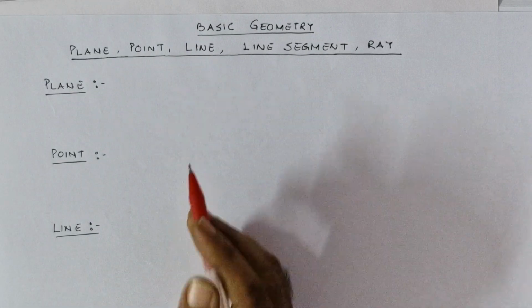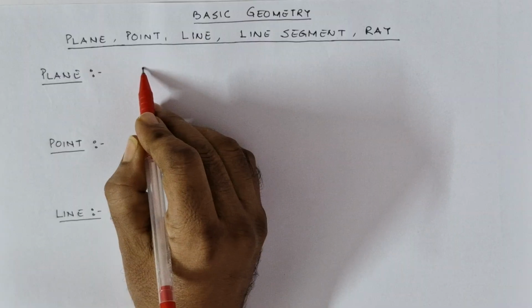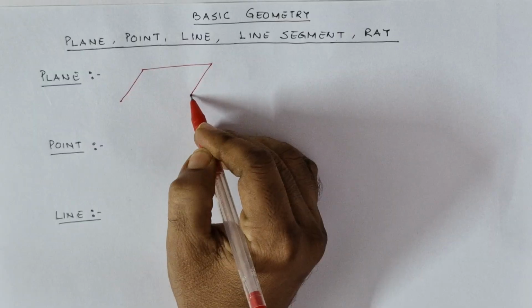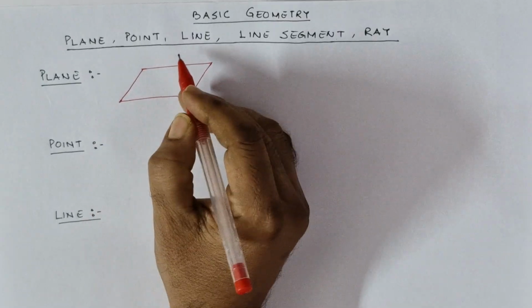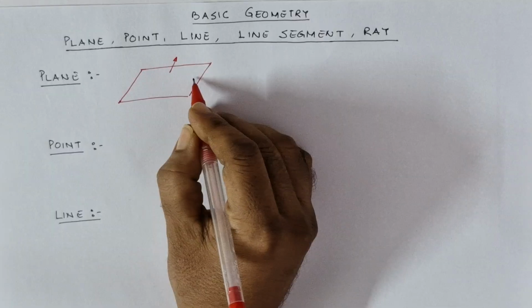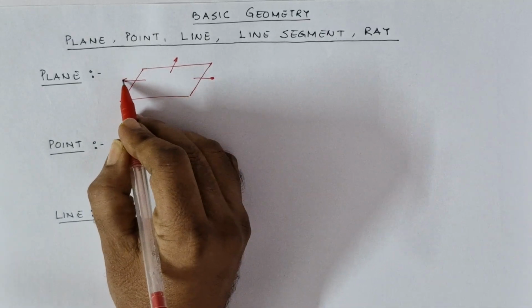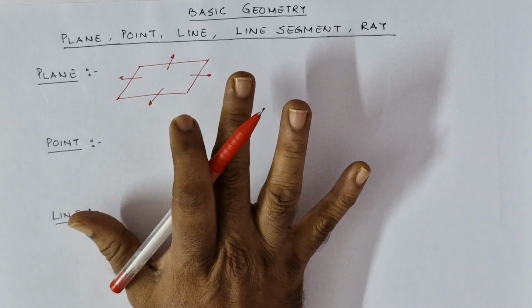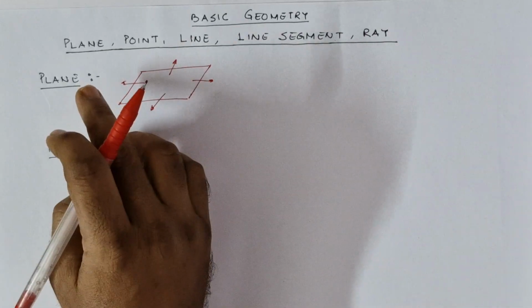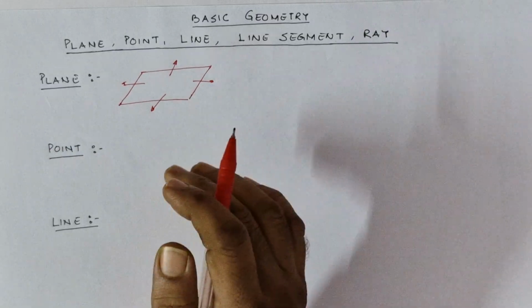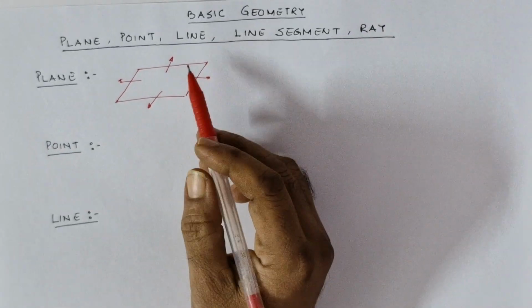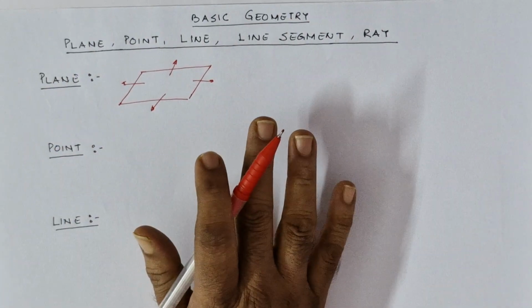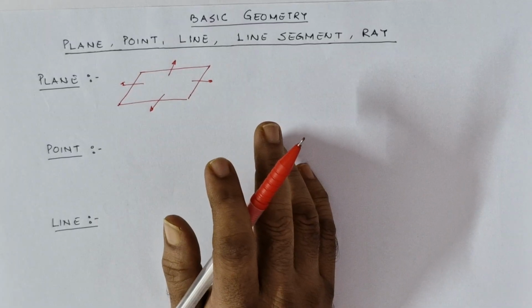Now what is a plane? See, if I want to draw a plane, a rough figure, I can draw it in this way. Showing arrows on all sides. Now what does it mean? It means a plane is a smooth flat surface which extends infinitely in all directions, like a tabletop. A whiteboard, a book cover can be an example of this plane.